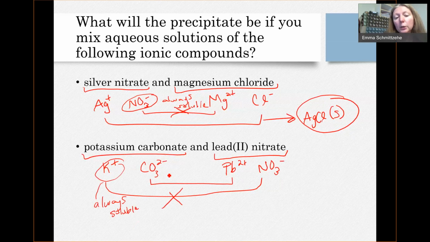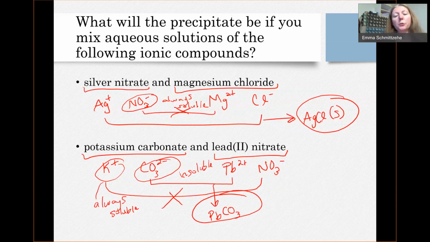But then this other one, you've got carbonate. And carbonates are usually insoluble. There are a few exceptions. That's the group 1s and ammonia. And so this one is insoluble. So this would form PbCO3. That would be the precipitate. Okay. So for this question, it just specifically asks what's the precipitate. And so you don't really need to write the whole reaction, but it could be helpful. So I kind of shortcutted. I didn't write the entire reaction, but you could if that's helpful to you.